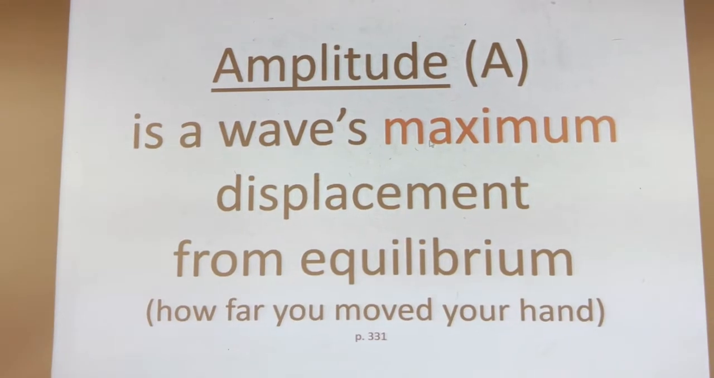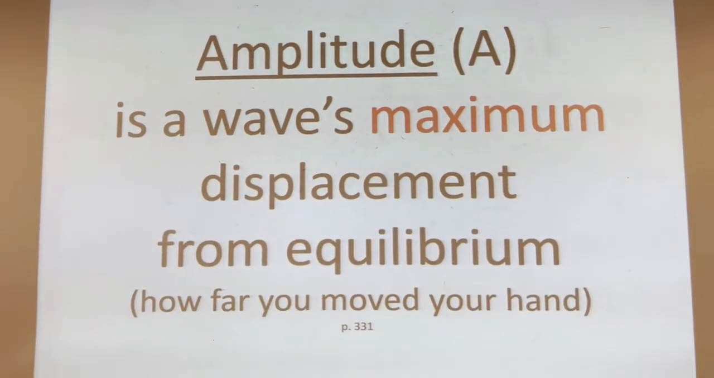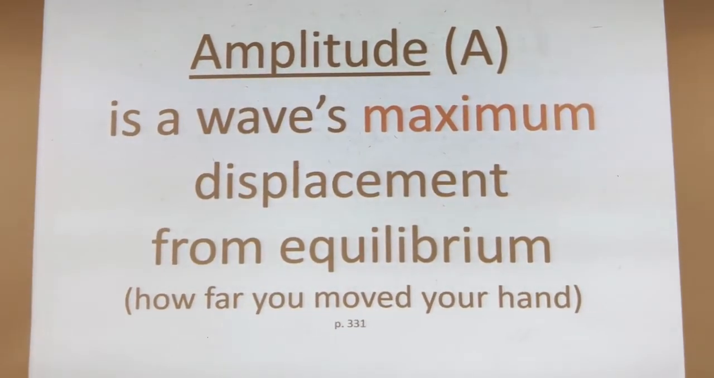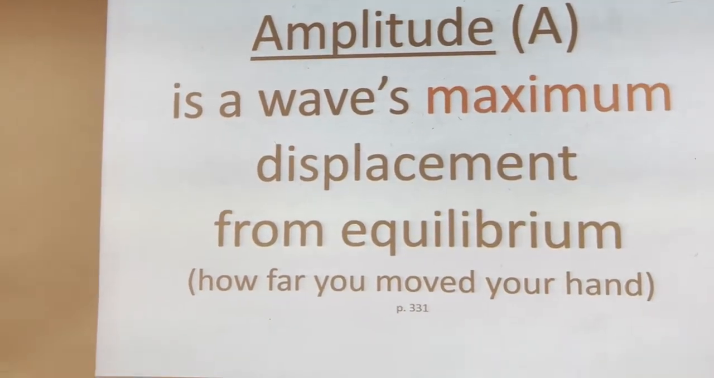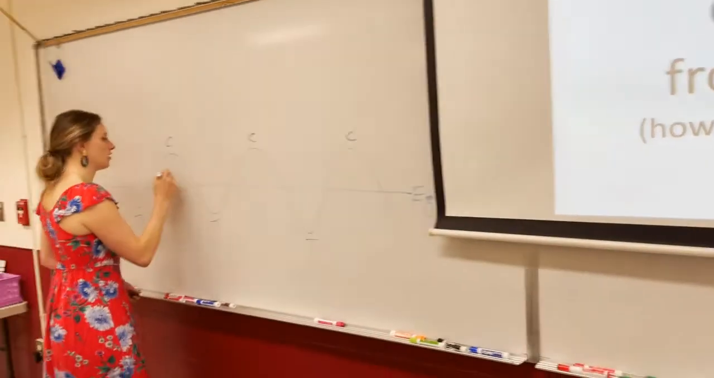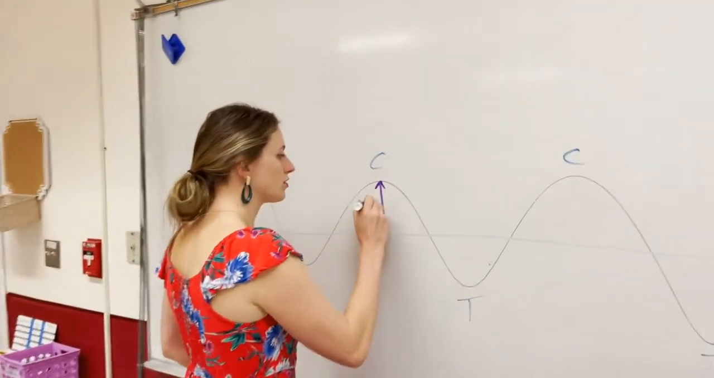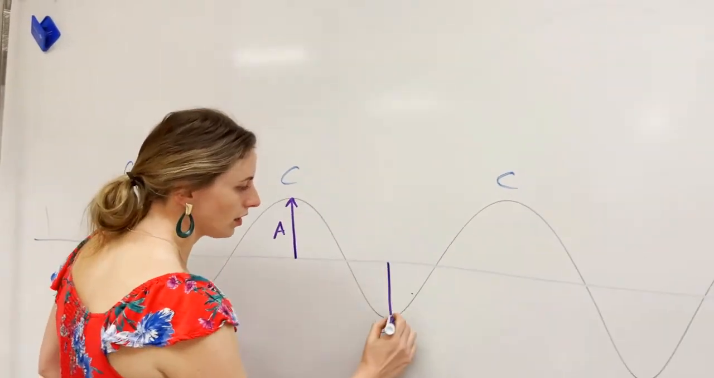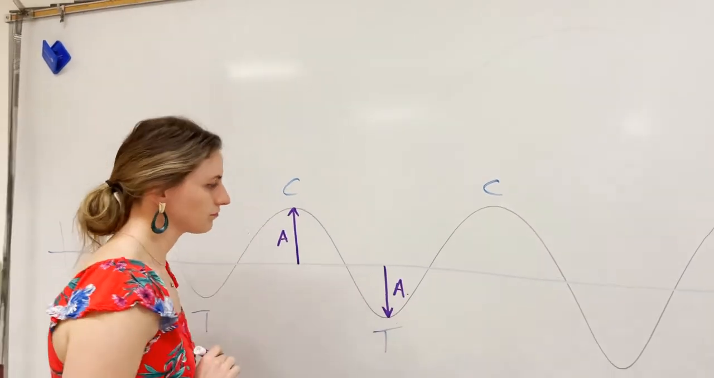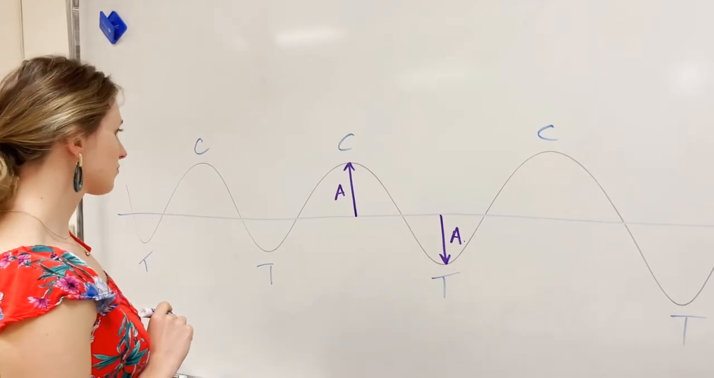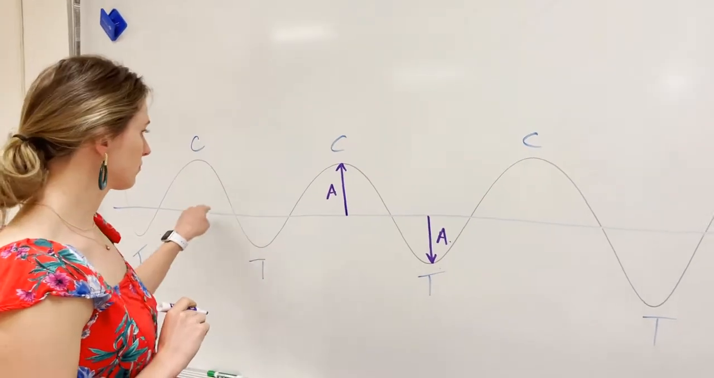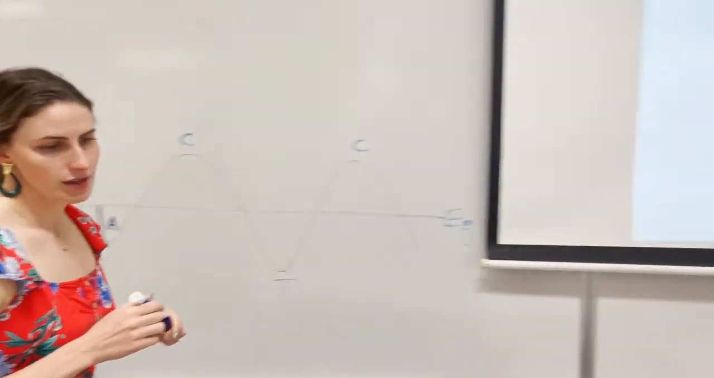Amplitude. Amplitude is a wave's maximum displacement from equilibrium. So how far you moved your hand. Okay, I'm going to draw an amplitude here. So here's an amplitude, and here's an amplitude. And it's the distance from equilibrium. It's not from crest to trough. It's the maximum displacement from equilibrium.